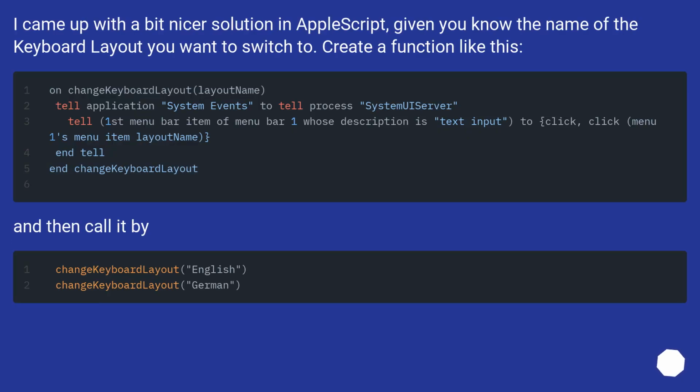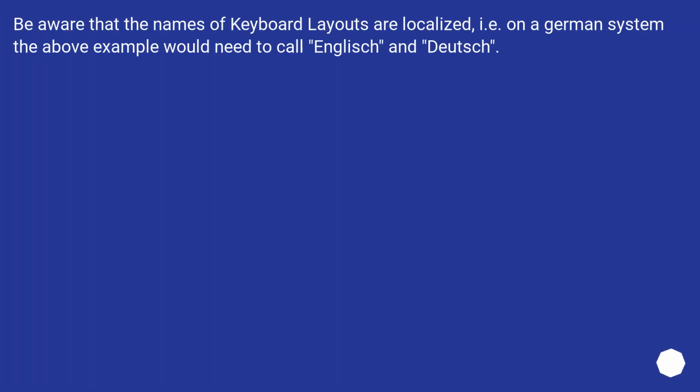I came up with a bit nicer solution in AppleScript, given you know the name of the keyboard layout you want to switch to. Create a function like this. And then call it by. Be aware that the names of keyboard layouts are localized, i.e. on a German system the above example would need to call English and Deutsch.